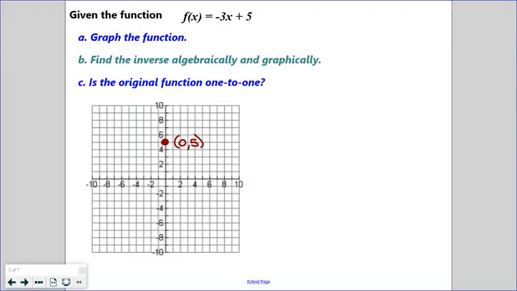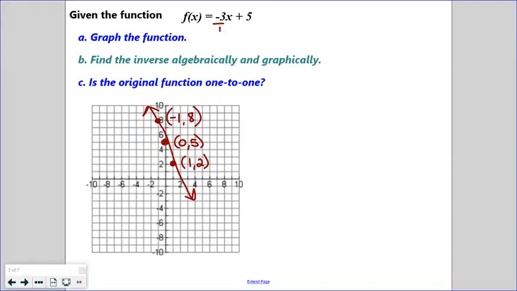We have a slope of negative 3. So that means go down 3 to the right 1, or up 3 to the left 1. And that would be my original function. Putting the ordered pairs next to that, not necessary. However, it's really going to help as we get to part B.